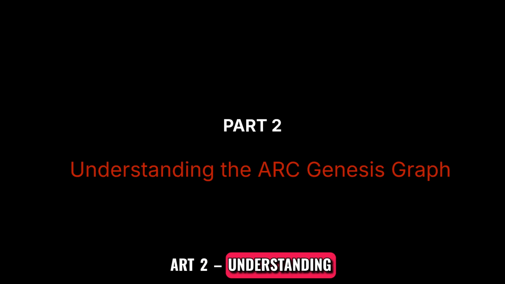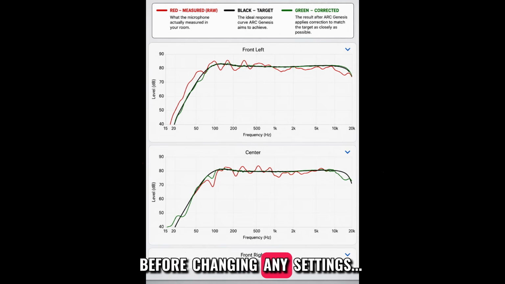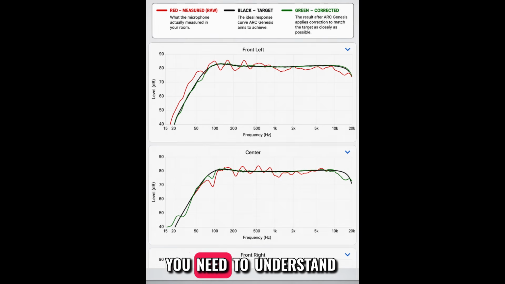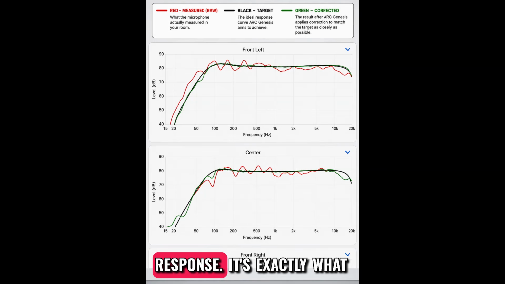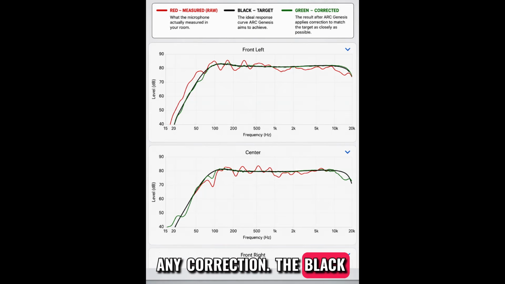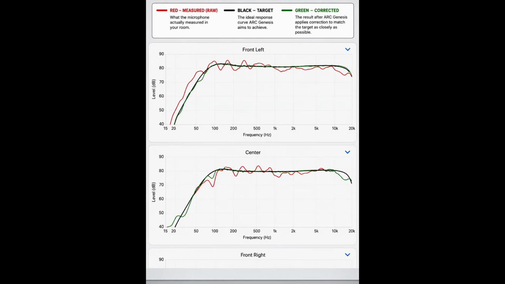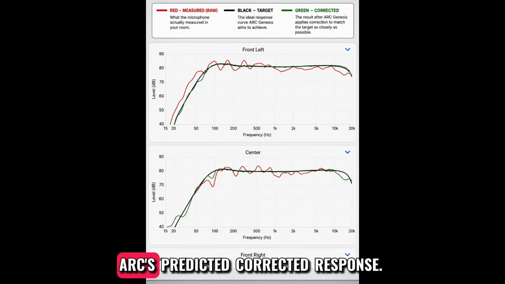Part 2. Understanding the ARC graph. Before changing any settings, you need to understand what ARC Genesis is showing you. The red line is your measured response. It's exactly what the microphone heard before any correction. The black line is your target. The green line is ARC's predicted corrected response.